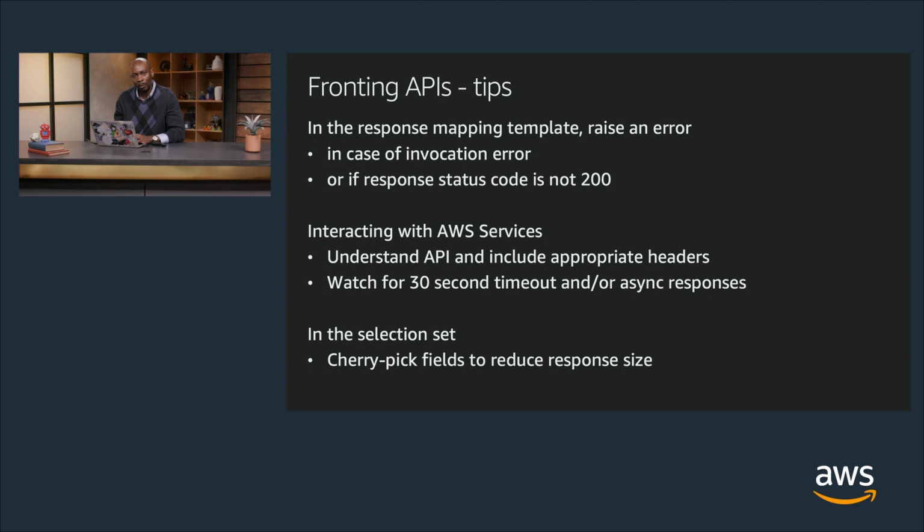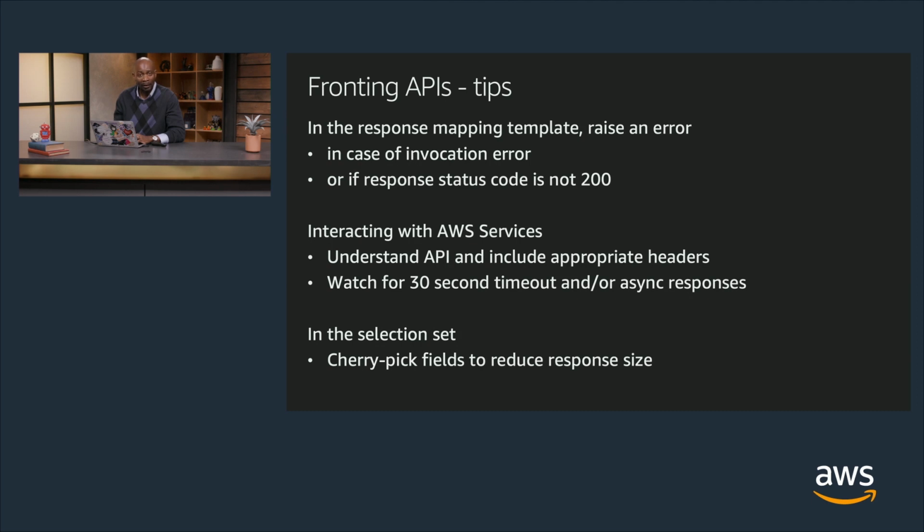When it comes to interacting with AWS services, make sure you understand the API and include the appropriate headers, as we saw on the previous slide. And especially watch out for the 30-second timeout when interacting with those services. AppSync has a 30-second timeout limit. So if you're interacting with a service that takes more than 30 seconds to respond to your request, make sure you pay attention to that. You may want to use a different type of model to interact with those services. For example, you may want to push or query for a specific action and then get notified after a certain period of time and push that notification to your application.